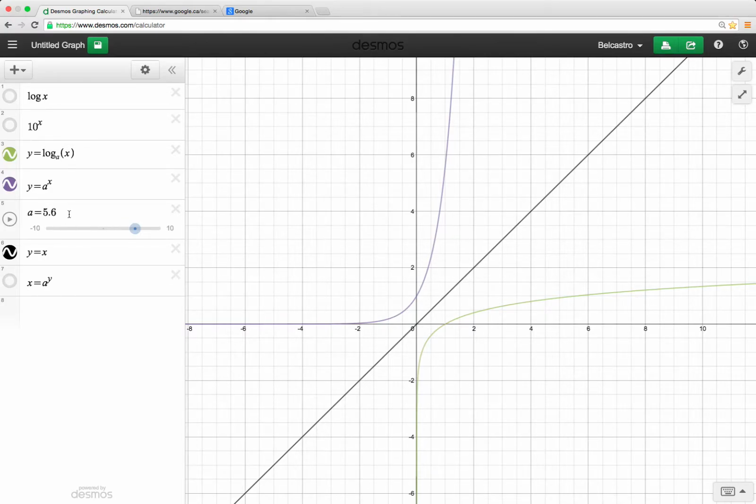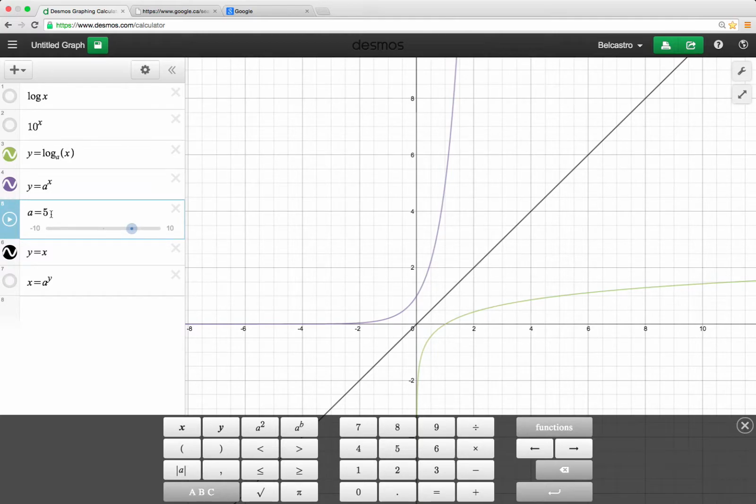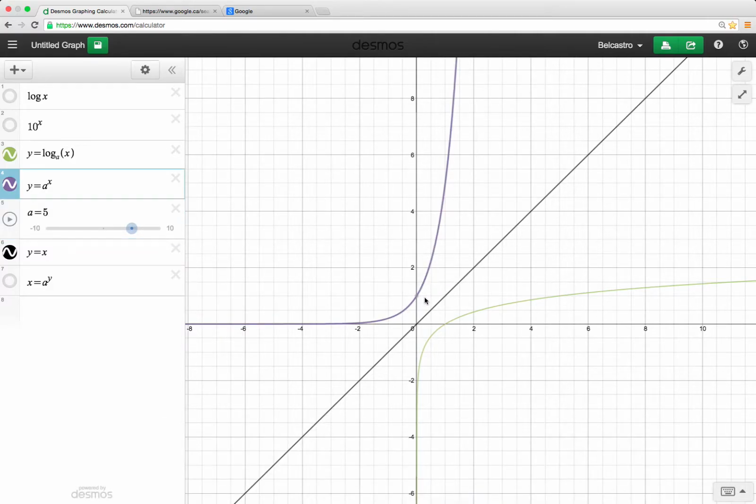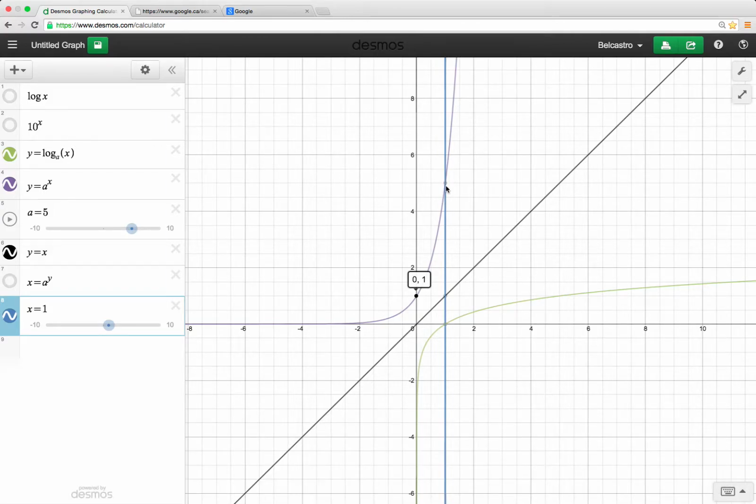This would be 5, and maybe let's use a whole number. This would be essentially y is equal to 5 to the power of x. So an exponential function, y is equal to 5 to the power of x. So we know that would be 0, 1. If we're to the power of 0, it's equal to 1. What would 5 to the power of 1 be? It would be 5. So what that means is x equals 1 at this point here, we know we're equal to our 5 here, okay? And that's going to be important.